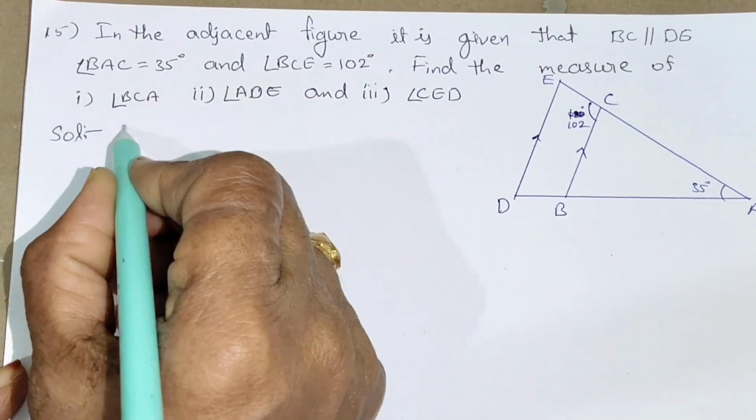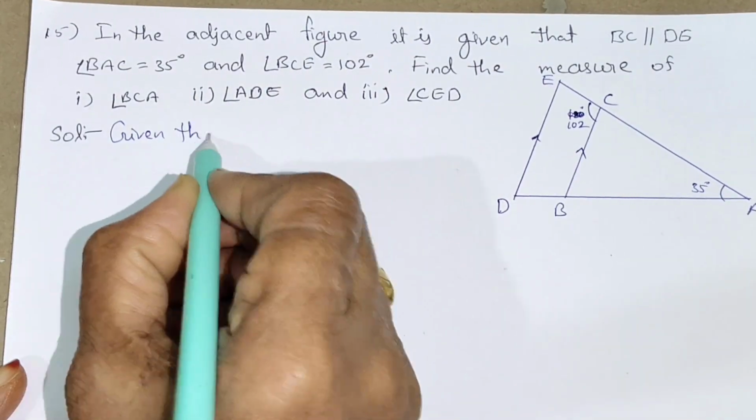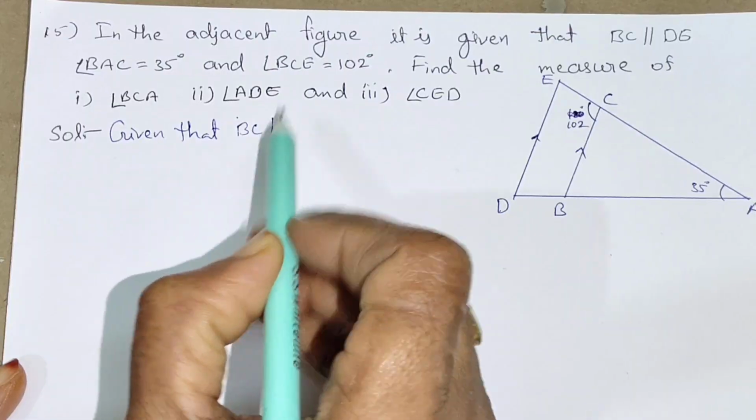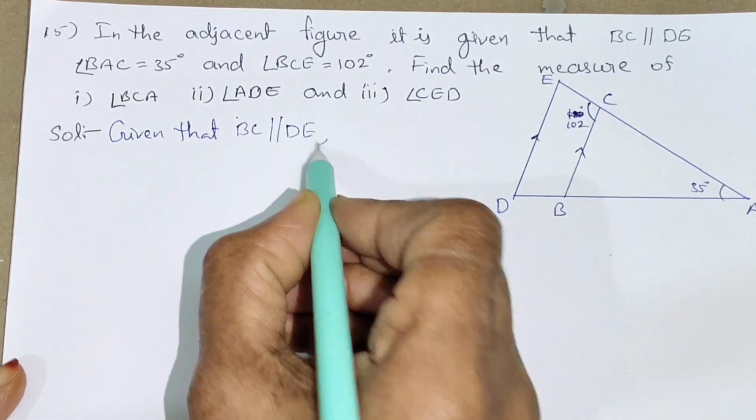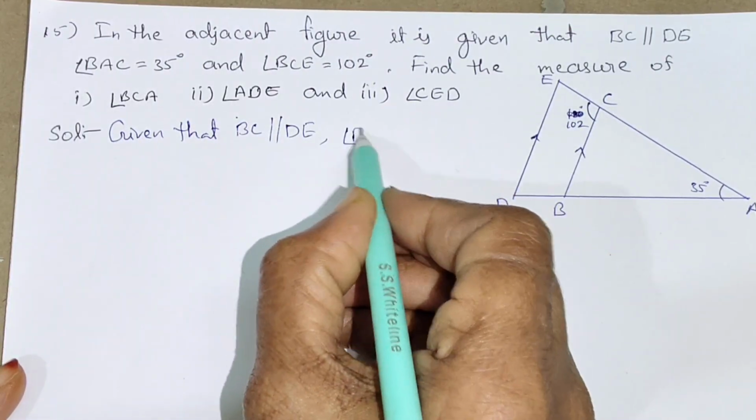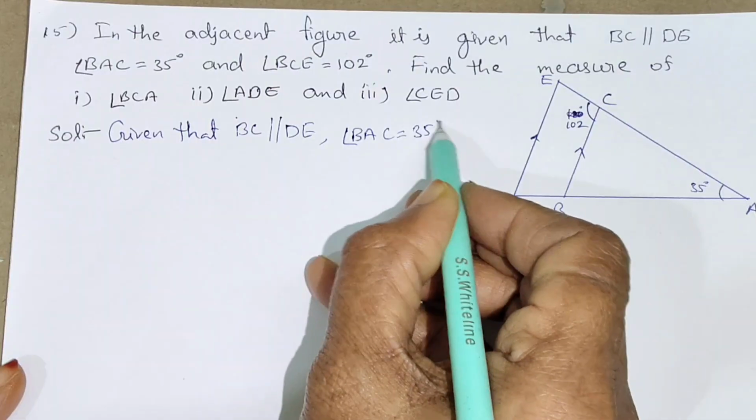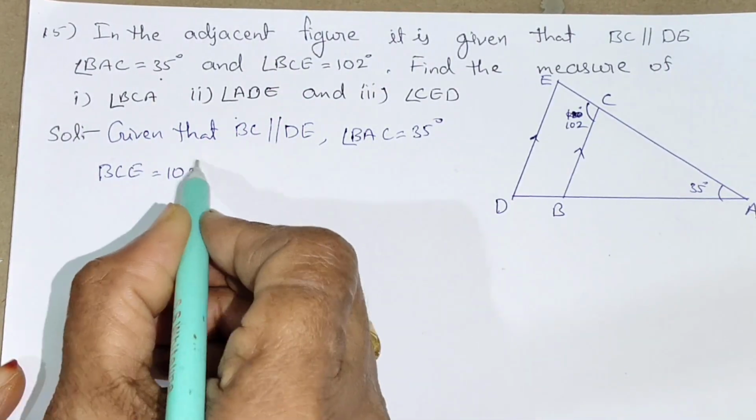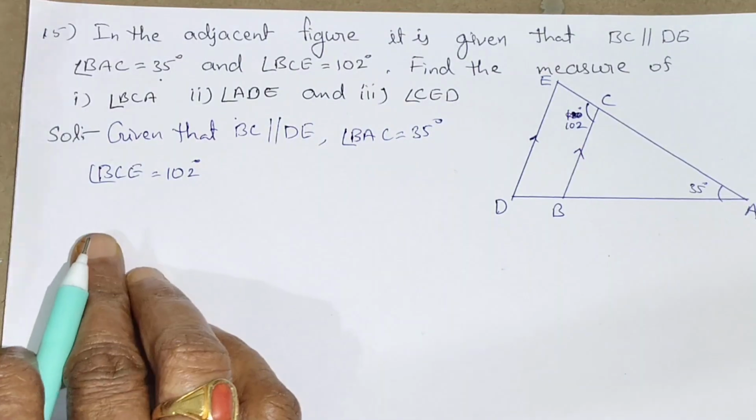First we write the given data. Given that BC is parallel to DE and two angles are given: angle BAC equals 35 degrees, and angle BCE equals 102 degrees. So this is the given data.